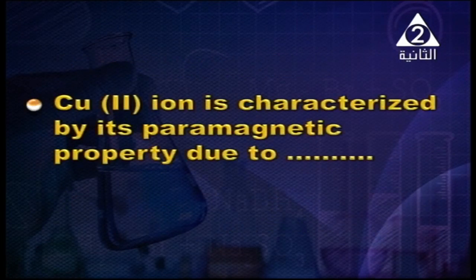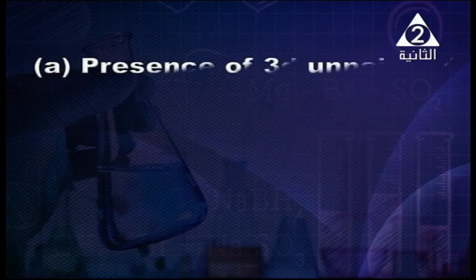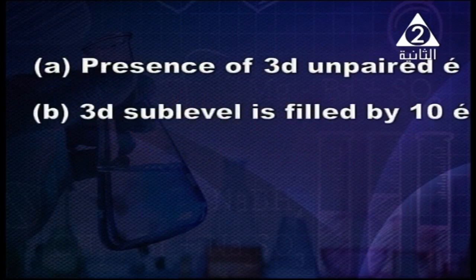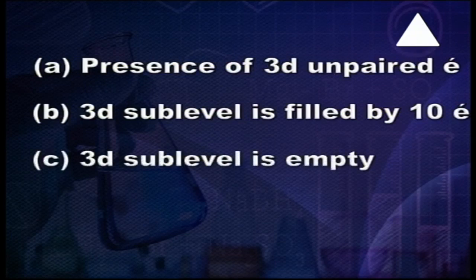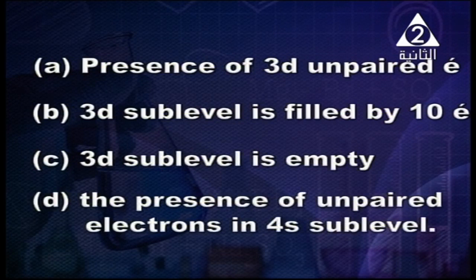Next point. Copper 2 ion is characterized by its paramagnetic property due to what? Presence of 3d unpaired electrons. 3d sublevel is filled by 10 electrons. 3d sublevel is empty. The presence of unpaired electrons in 4s sublevel. If you think about the answer, yes, it will be the presence of 3d unpaired electrons.